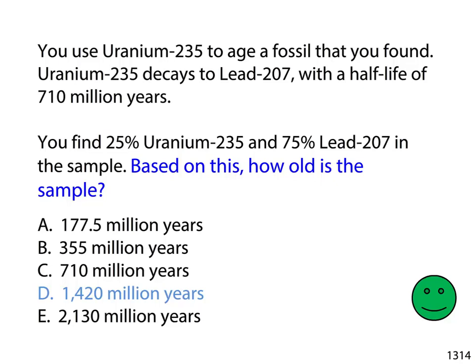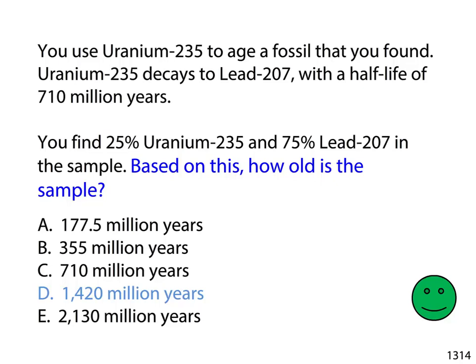But that's not what we have. We have 25 and 75. So that would happen after going through another half-life, okay, which you go through a half-life again, and that leaves you with 25% uranium and 75% lead, okay? That means that the fossil is 1,420 million years old.